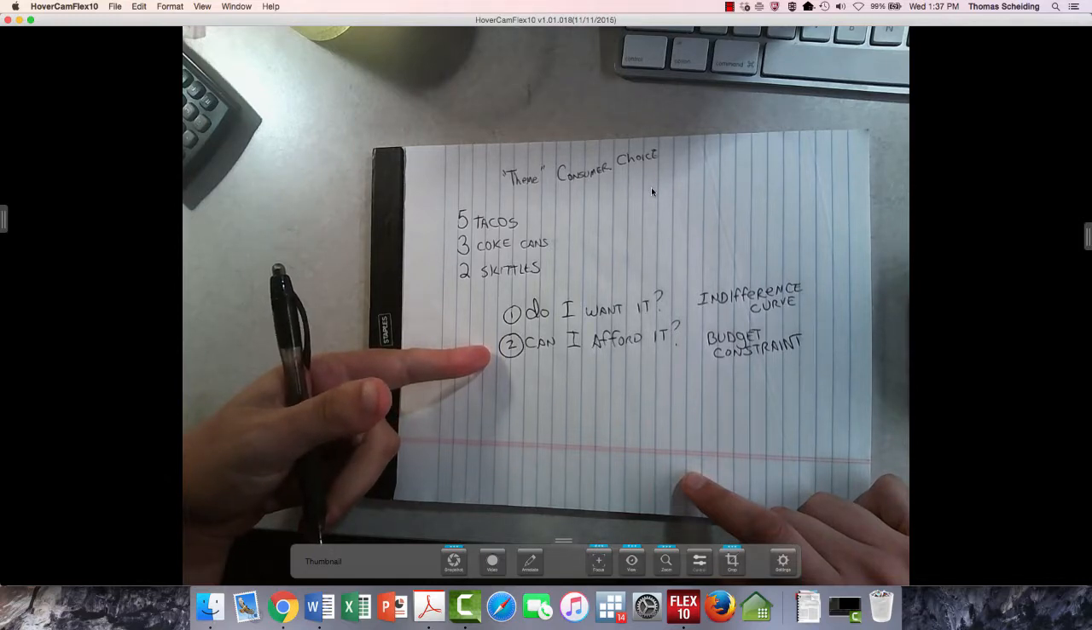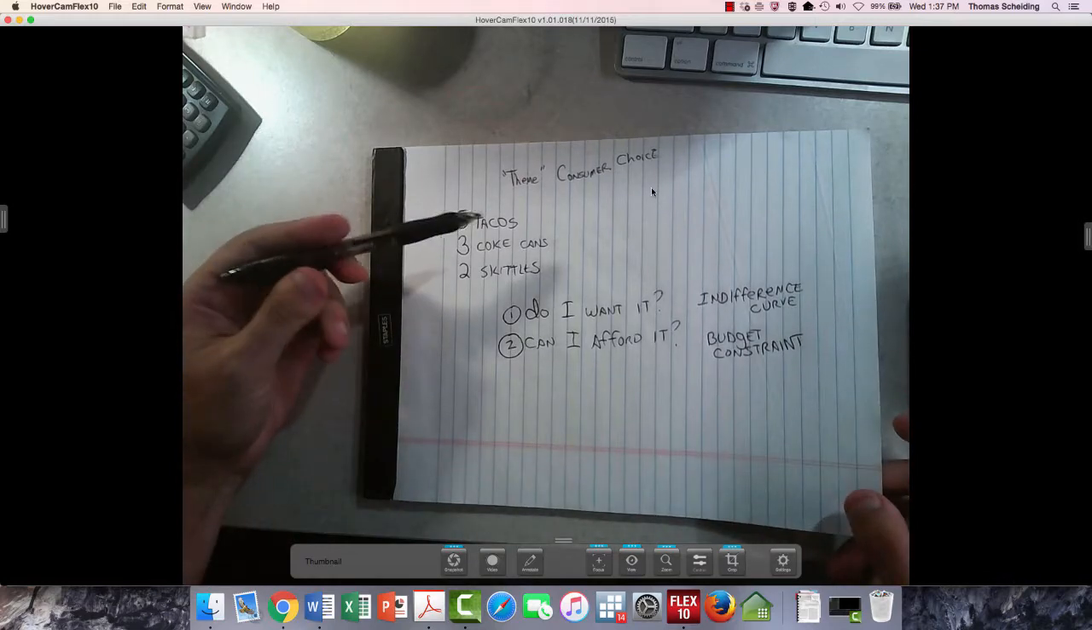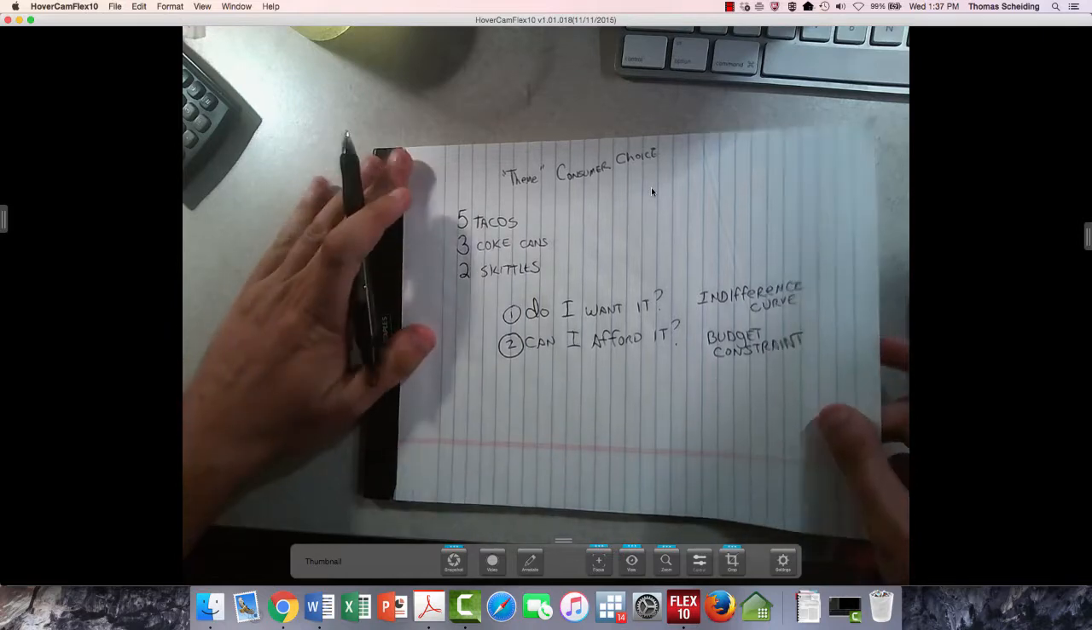So let's talk about the first one. What I will do here is I will save these pieces of paper and I will scan them and I will post that along with this video.